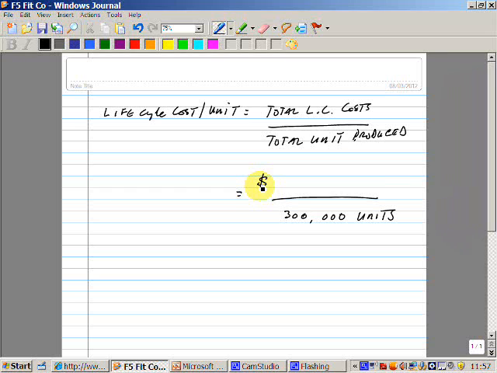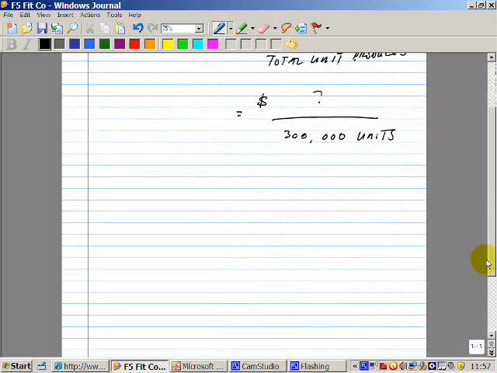So the question is, what should the dollar amount be? So we need to calculate the total life cycle costs. Now we've got a whole shopping list of costs and information that's given to us in the question. And my suggestion to students is that we just take that as it is given to us, rather than reorganizing it in any particular manner at this point. So what we want to do is effectively add that up.